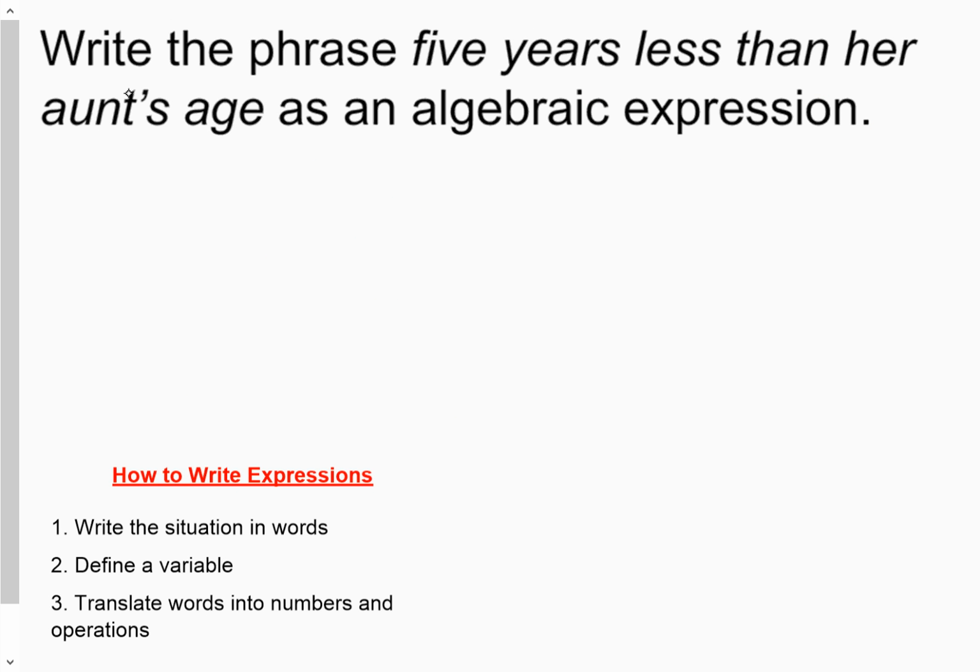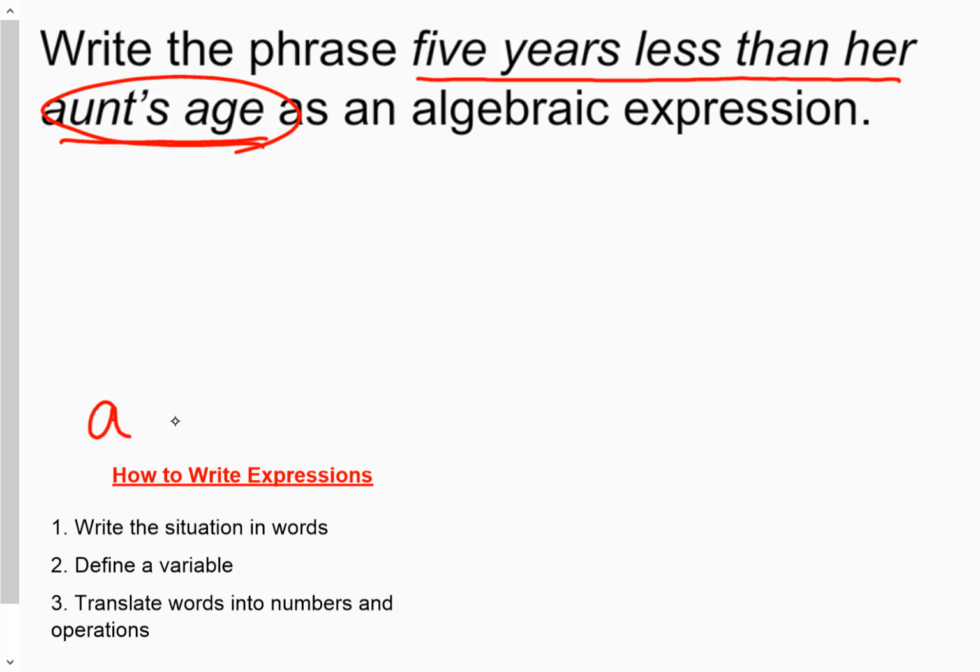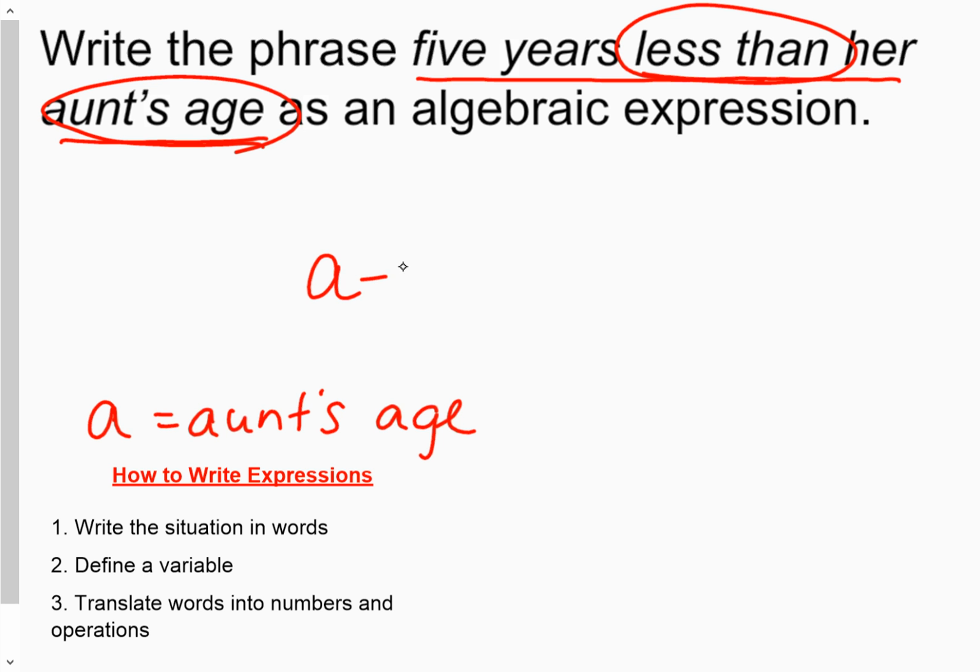Here's another example. Write the phrase 5 years less than her aunt's age. So let's decide on something that we don't know. We don't know her aunt's age, so we're going to use the variable A equals aunt's age. Okay, again, we're saying less than, which means we are subtracting it from the aunt's age. So it's going to be A minus 5.